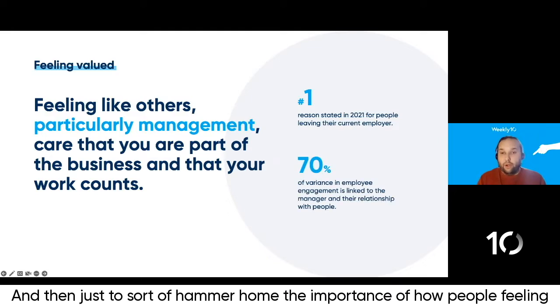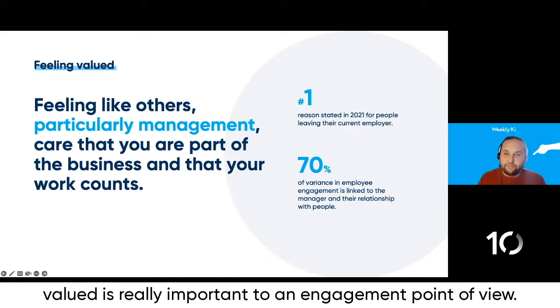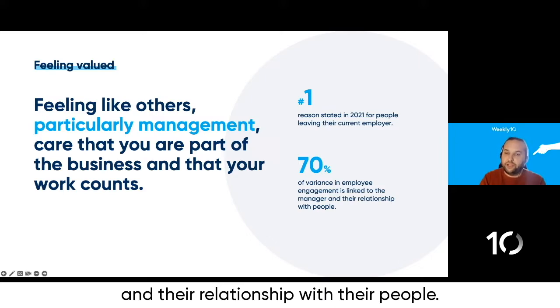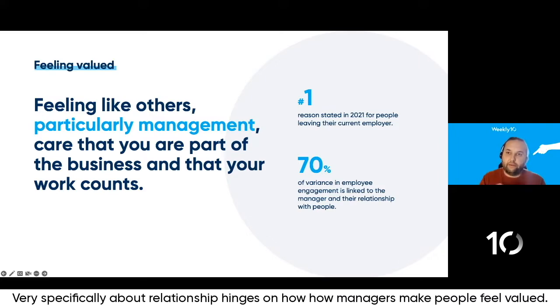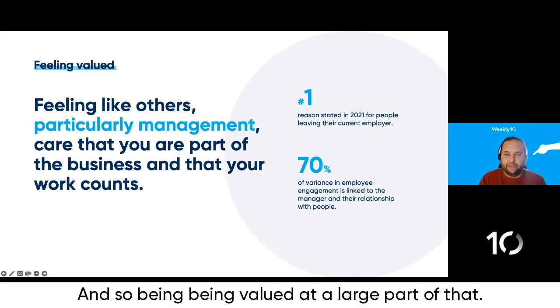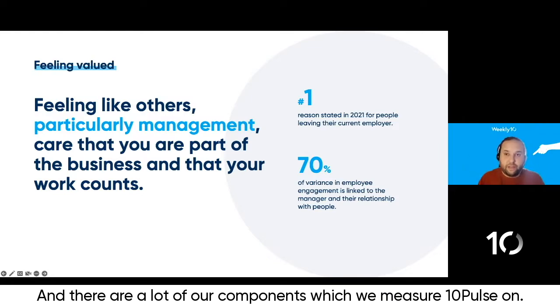And then just to hammer home the importance of how people feeling valued is really important from an engagement point of view, 70% of variance in employee engagement is linked to the manager and their relationship with their people. Very specifically, that relationship hinges on how managers make people feel valued, how they bring them in from a developmental point of view, and how they communicate. And so feeling valued is a large part of that. And there are 5 components which we measure 10Pulse on.